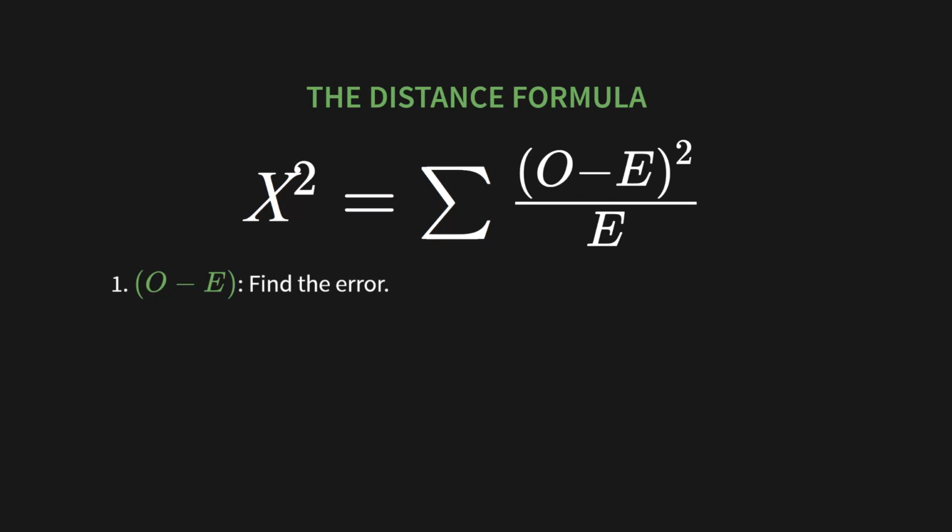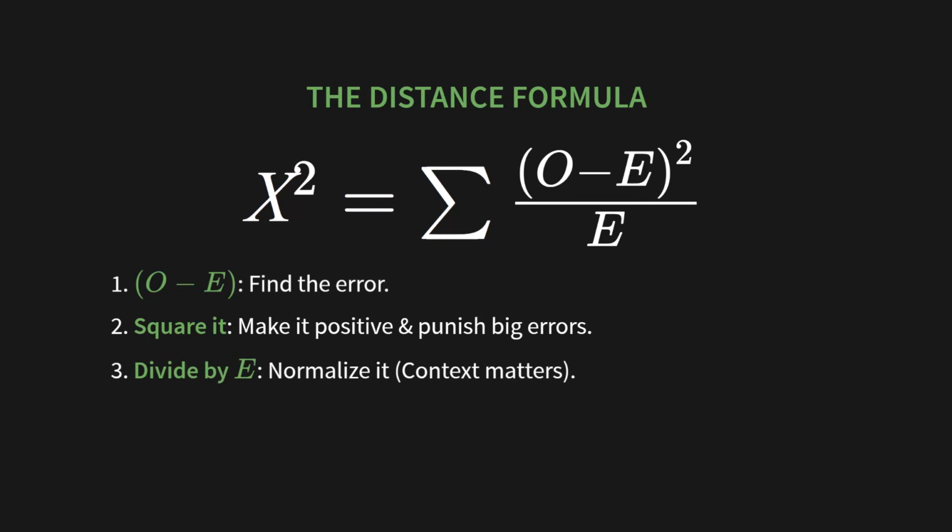Second, we square it. This is clever. It makes all the errors positive, and it really punishes big mistakes. Third, we divide by E. This normalizes everything. A difference of 5 is a huge deal if you only expected 10, but it's a rounding error if you expected 10,000. Context matters. And finally, we sum it all up. We just add up the normalized squared error from every single cell in our experiment.